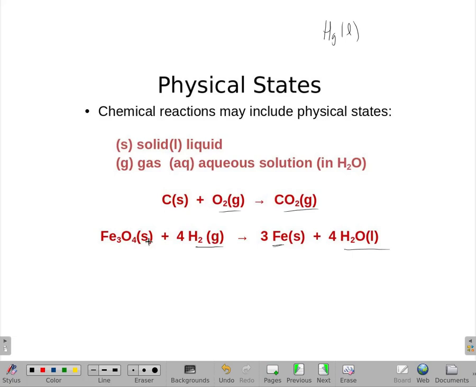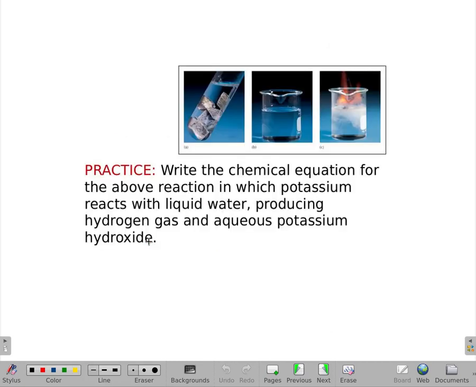So we have certain things we can predict, but typically what I do to get you to have the phases correct, I give you pictures or I use the words to make sure you understand that it is a solid, liquid, or gas. So on this one, it says, write the chemical equation for that reaction that's above, which is potassium reacting with liquid water, producing hydrogen gas, and aqueous potassium hydroxide. All right. The only thing that's kind of tricky here, it just says potassium.